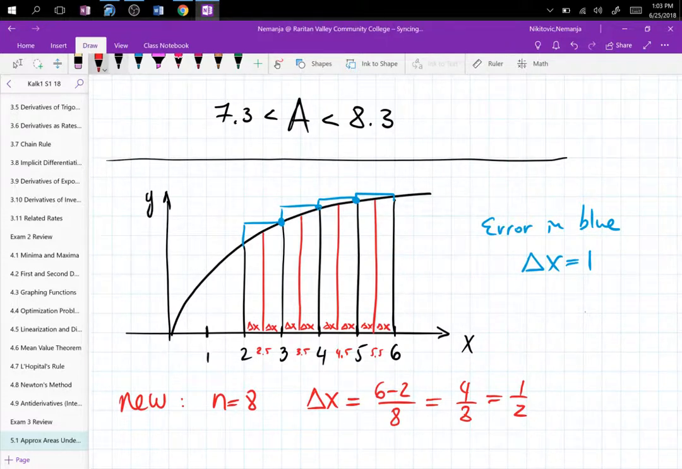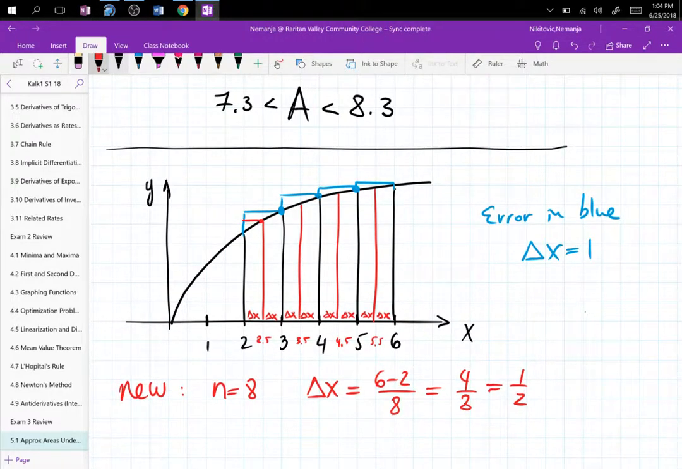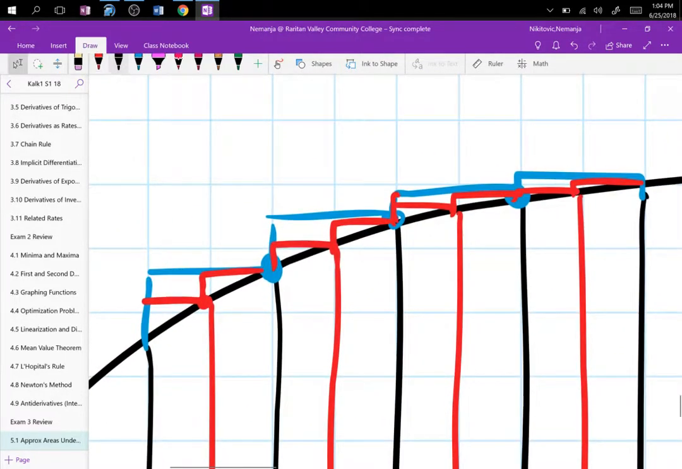Now let's take a look at what happened on the top. As I put the right rectangles, and as I zoom in so you can see, the new calculation does not include these parts. You see that?